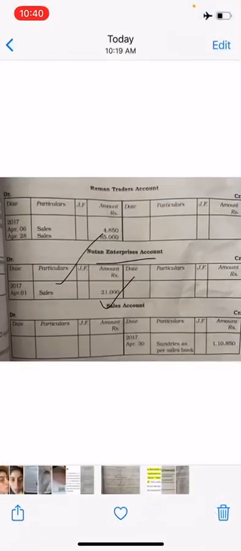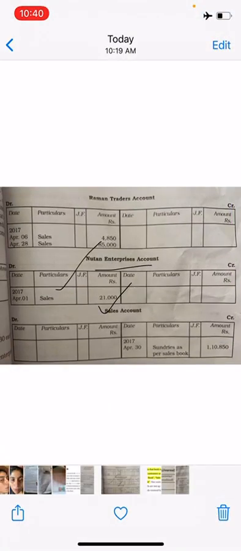I hope this much is clear, students. Jazakallahu khairan. If you have any doubt, do ask me. And in our next class we will see how to do the sales return book, inshallah.